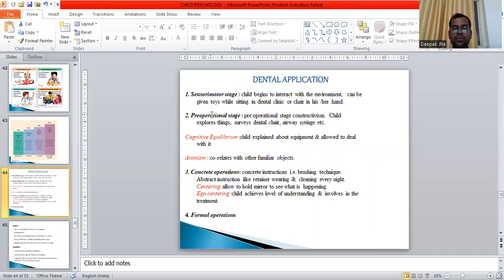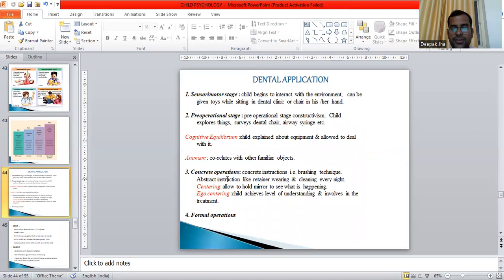Secondly, another thing which you can use is that the child associates with objects. There is symbolic thinking. So you should not introduce the airotor as an airotor to the child. Rather, you should introduce it as a whistle that blows air and water in your mouth to remove all the caries. So you should use these abstract words and animate these objects. You basically bring that airotor to life. This is called animism, bringing life to inanimate objects. You should tell the child that the rubber dam is just a raincoat for his teeth. You should correlate such things and maybe increase the cooperation of the child.